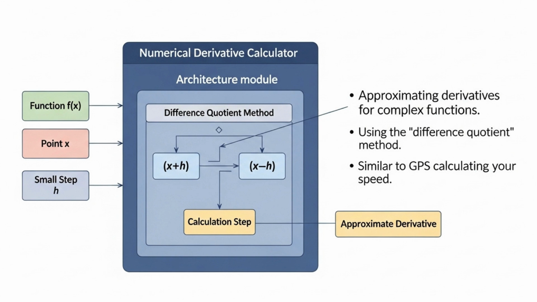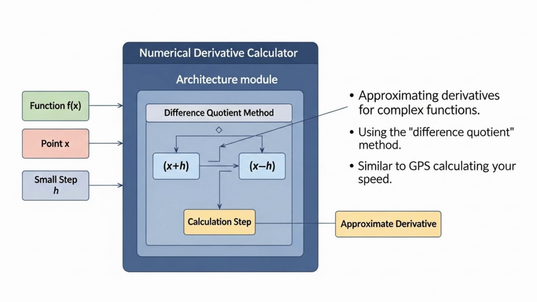Think of it like how your GPS calculates your current speed. It doesn't have a direct sensor for speed. Instead, it compares your position at one moment to your position a fraction of a second later. The change in position over that tiny time interval gives you an approximation of your speed.